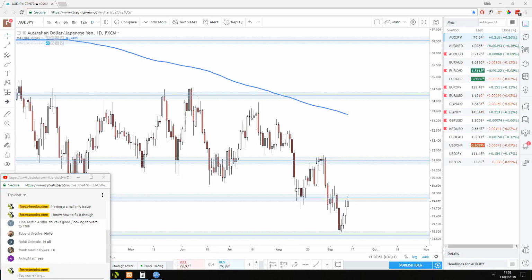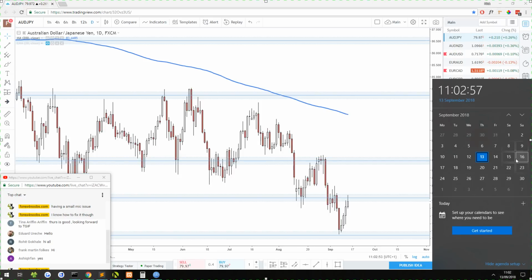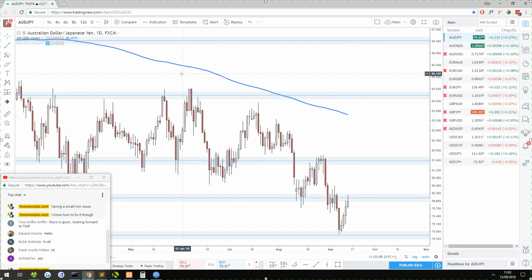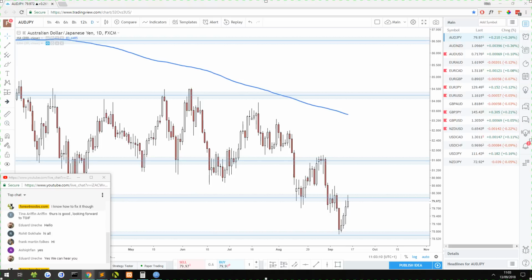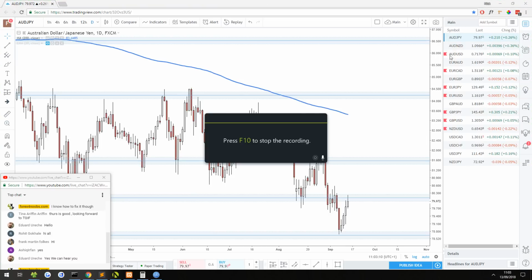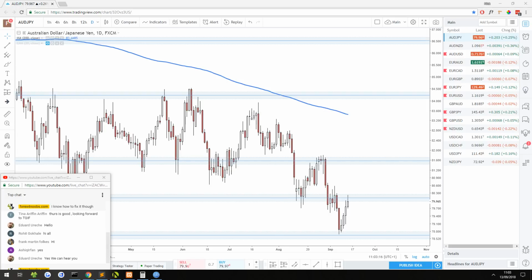Today is Thursday, the 13th of September, 2018. I forgot what day of the week it was for a second there. Today is Thursday, the 13th of September, 2018. At least I remember the year. Time is 11:03 here in the UK. And you're looking at an AUDJPY daily chart. In today's analysis, we're going to be looking for price action setups across all these pairs listed here on the right.